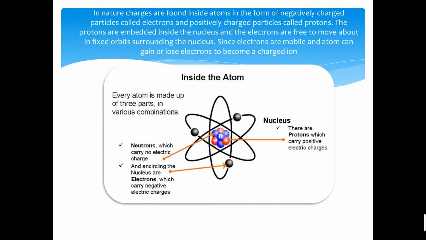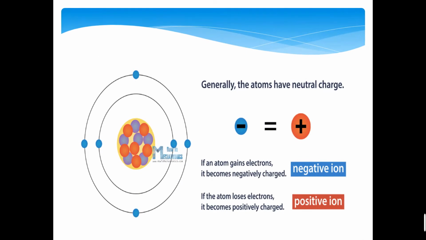Protons are positively charged particles, but they are embedded inside the nucleus and are not free to move about. Electrons, on the other hand, are negatively charged particles which move in fixed orbits round the nucleus. Generally, atoms are electrically neutral. That means the total number of positive charges is equal to the total number of negative charges in an atom.